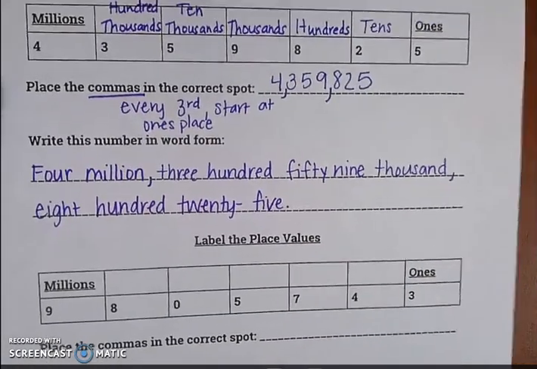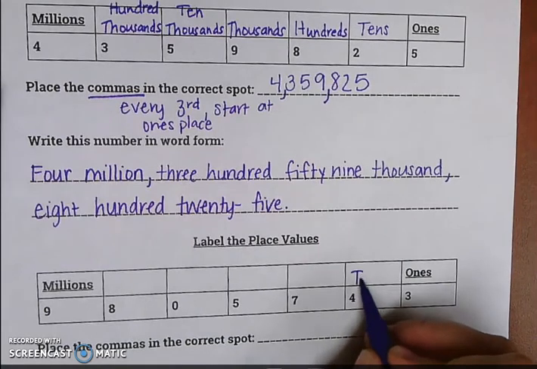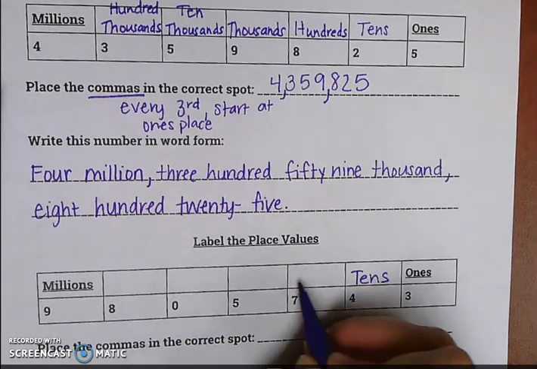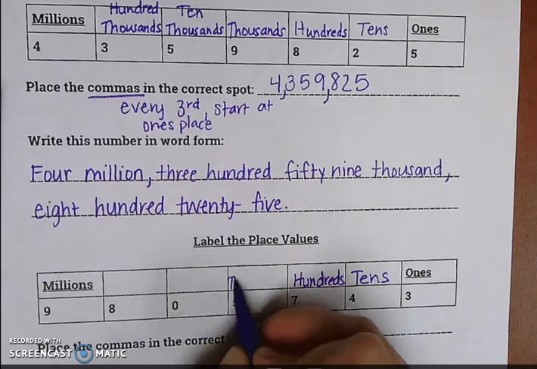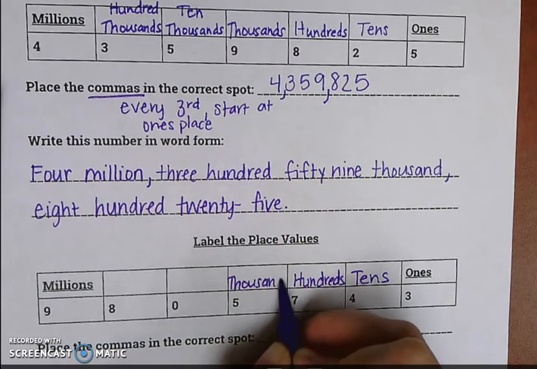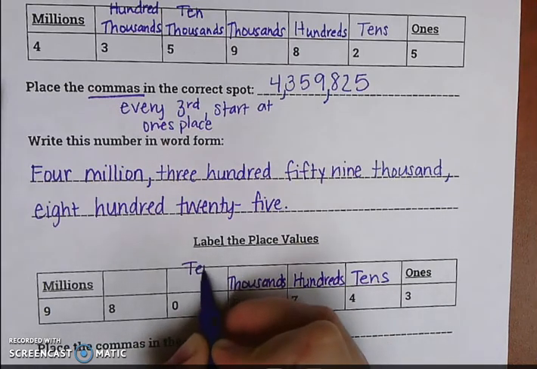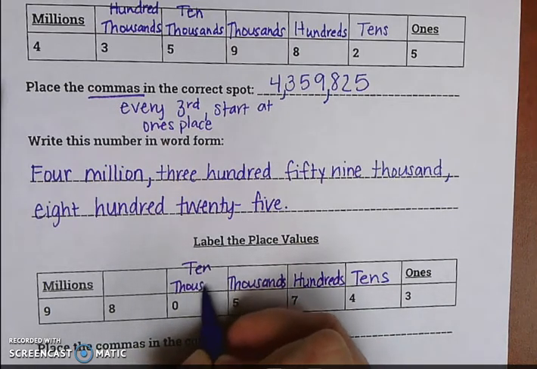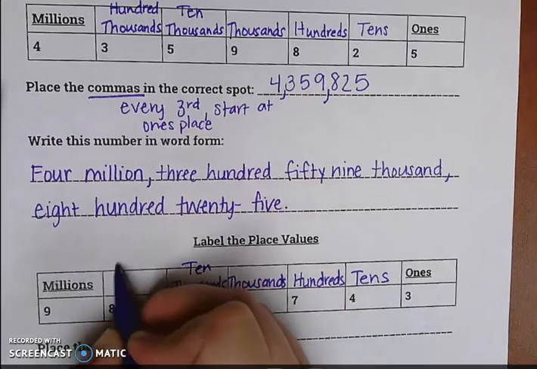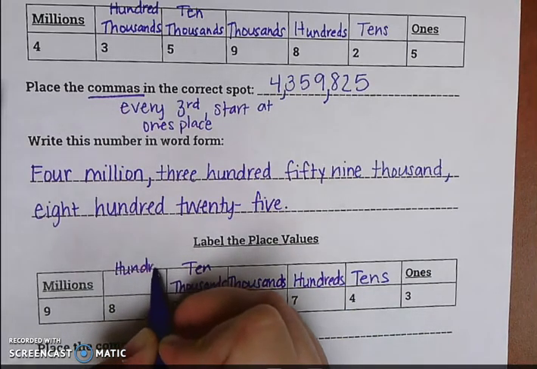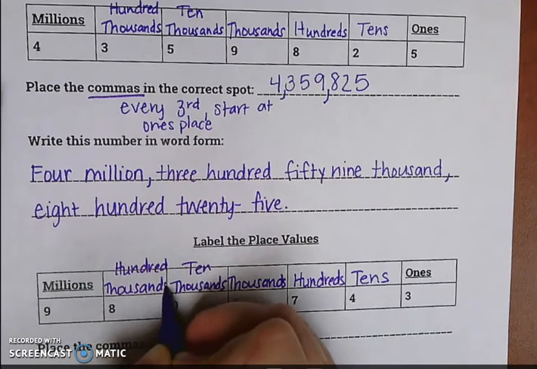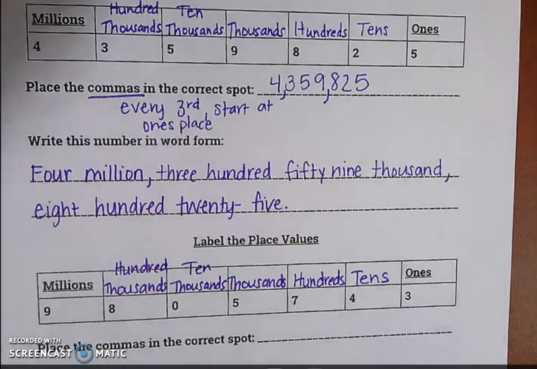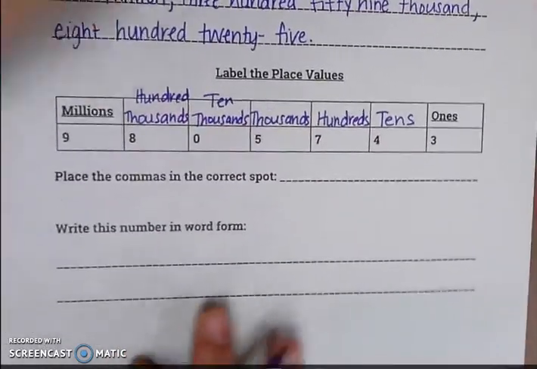So we're going to do a second number. We're going to do the same thing. So go ahead and label that place value chart. So tens, hundreds, thousands, 10,000s, 100,000s, and then millions is there for us. So we've got our number here. I'm going to write out the number on this line.